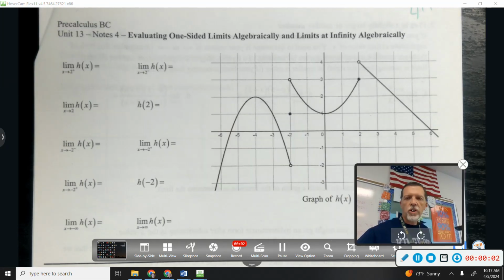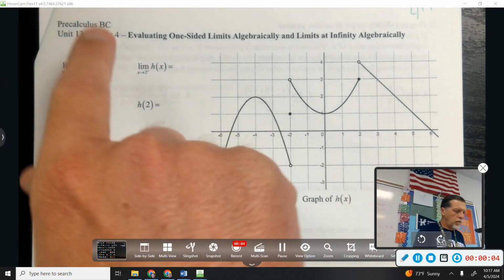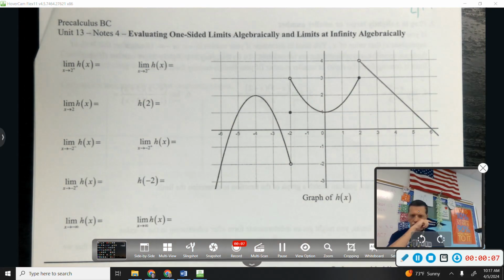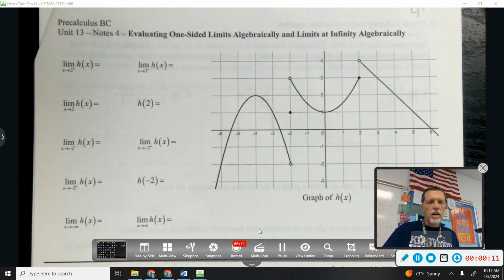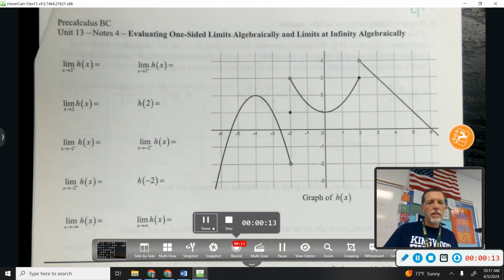All right, so we'll start with notes 4, but you know how to do this first graphical page or graphical piece, so do those and then we'll go over them in a minute.